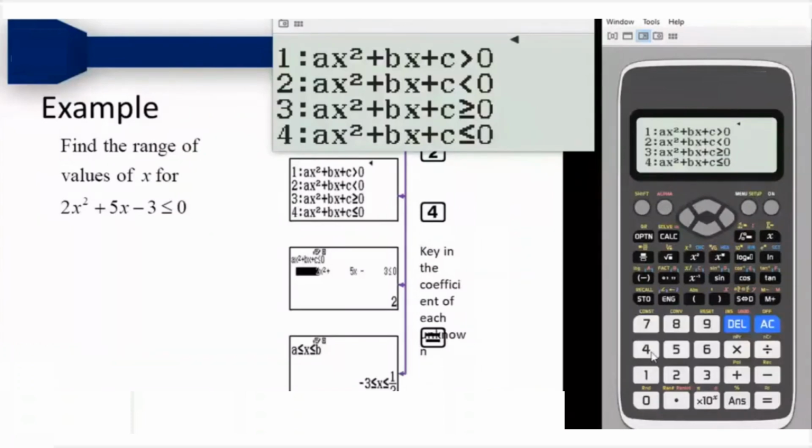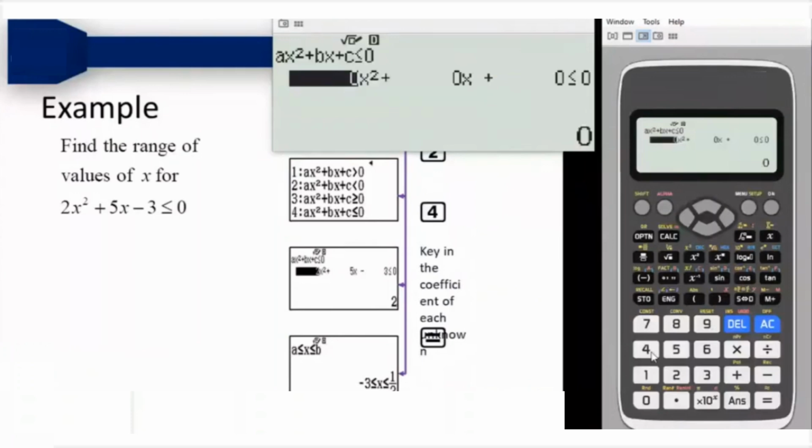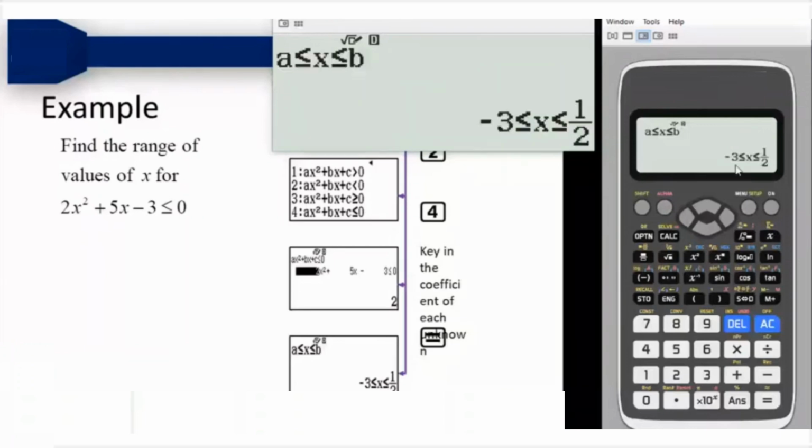Once I press 4, the calculator will give me the option to insert the coefficients. I will press 2 equals, I will press 5 equals, I will press minus 3 equals. Once I have inserted the equation, that is 2x square plus 5x minus 3 is less or equal to 0, I will press equals, and I will get the inequality minus 3 and half. X lies between minus 3 and half.